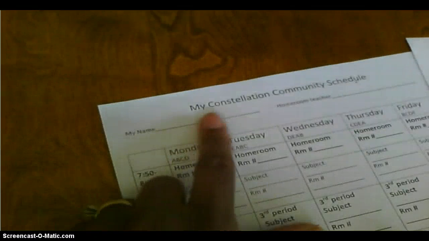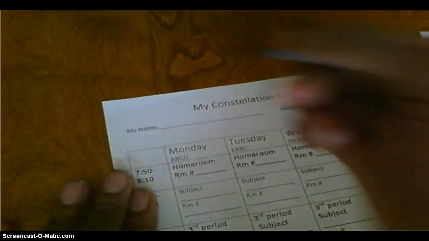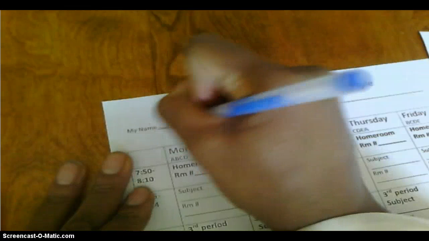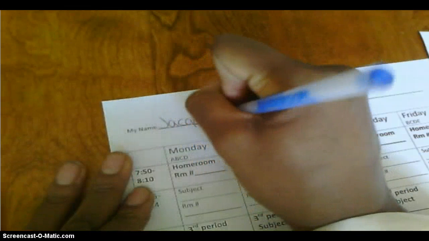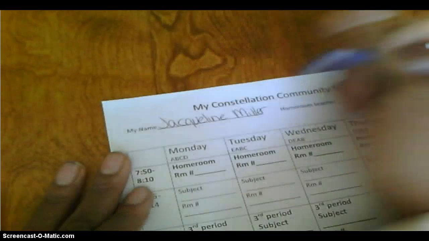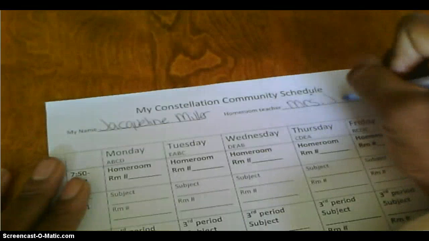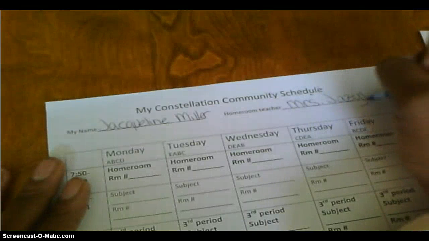On the top of the paper that says My Constellation Community Schedule, please put your first and last name. And then please put your homeroom teacher's name. Perhaps your homeroom teacher is Mrs. Jazik. You would write Mrs. Jazik here.